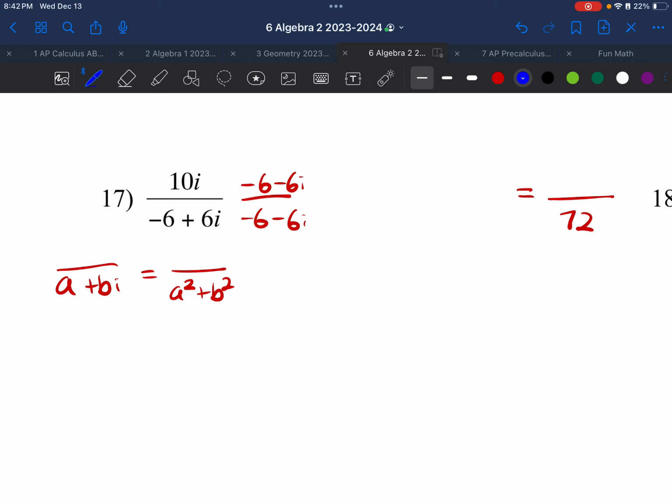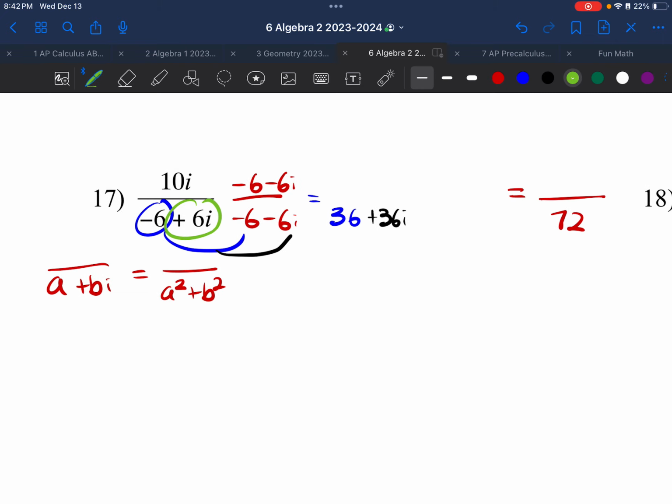All right, so here we go. I'm going to multiply a negative 6 times a negative 6, and I get a positive 36. I'm going to multiply a negative 6 times a negative 6i for a positive 36i. Multiplying a positive 6i times a negative 6 gives me a negative 36i. And multiplying a positive 6i times a negative 6i gives me a negative 36i squared. I should have changed to a different color, though.